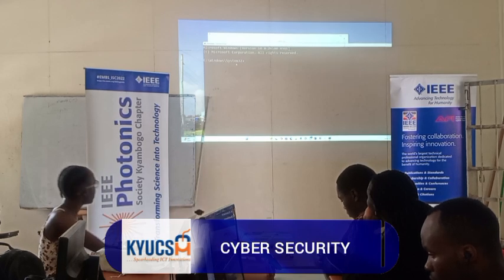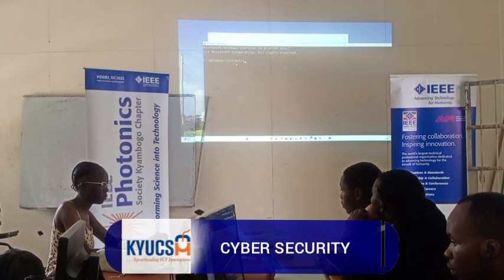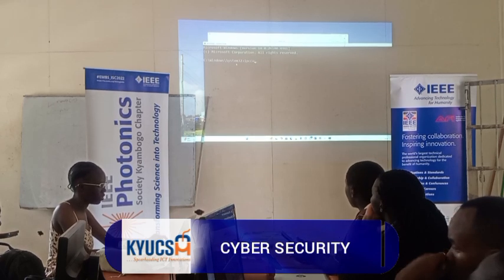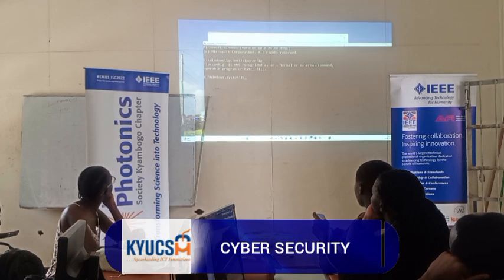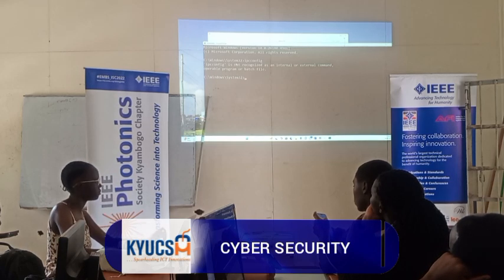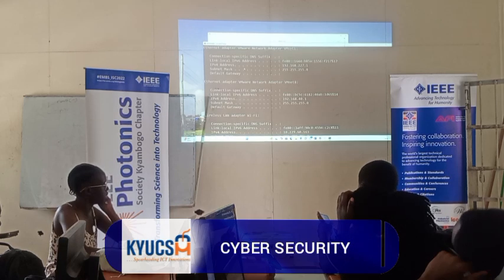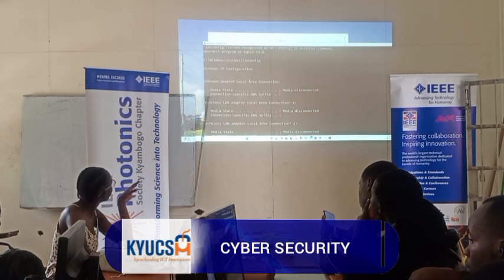When you go to your command line interface, you write down this command. For Windows, you type ipconfig and press enter. So that is what comes up. Then you will identify all the networks that you're in.